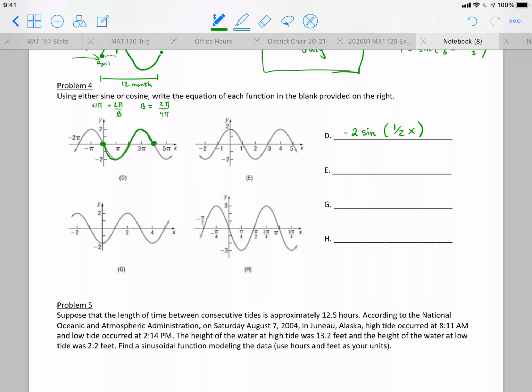E, well, because we're starting right here on the axis, I would use cosine. So again, the period is 4, which equals 2 pi over b. So b is equal to what? 2 pi over 4, or pi over 2. And amplitude is 2, so I would say this is 2 cosine of what?